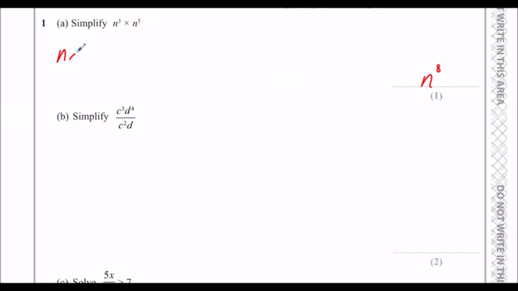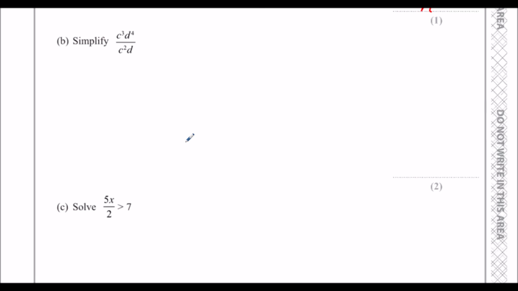n cubed means n times n times n, and it's multiplied by n to the power of 5, which is n times n times n times n times n. So in total, we've got 8 n's multiplied together.